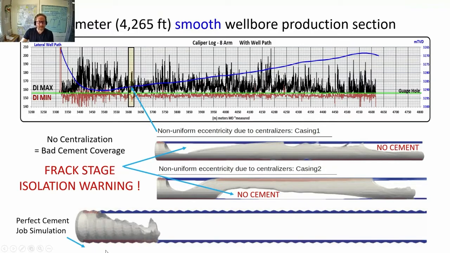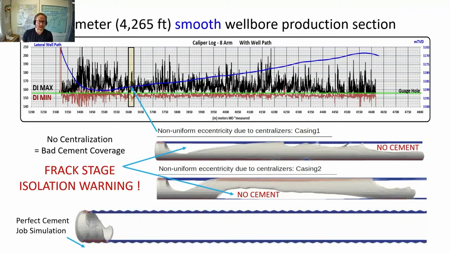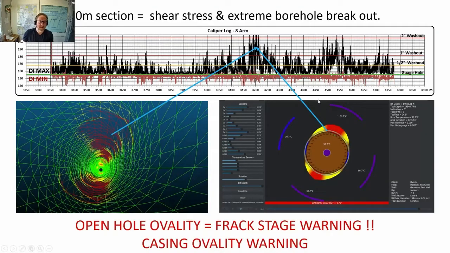Here's what a perfect cement job actually looks like in the simulation. Thanks to Team UBC at the Fluid Mechanics Lab, you can see how the cement sweeps in underneath. That's how cement is supposed to set up inside your wellbore. More often it doesn't, and that's actually a bigger problem when you get this type of ovality. This is extreme borehole breakout and shear stress in this 20-meter section.